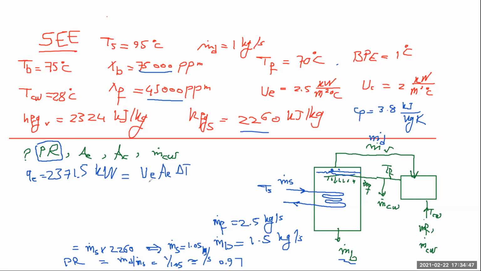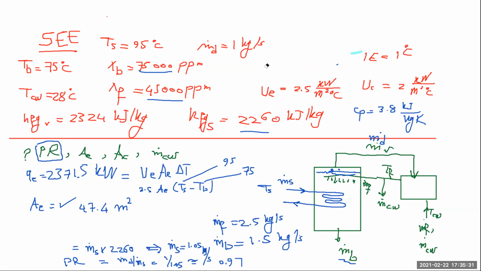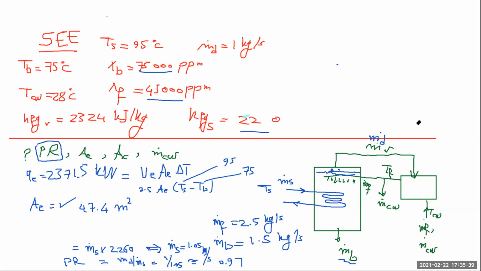The overall heat transfer coefficient in the evaporator is provided as 2.5, the area is unknown, and delta T simply is T steam minus TB. T steam is 95 and TB is 75. From here, we can calculate the area of the evaporator, which in our case is going to be 47.4 square meters. Note that when we are doing that, we assumed a constant temperature difference, which means we are talking about conditions of steam as the hot fluid, which is constant, and the vapor also is at a constant temperature.